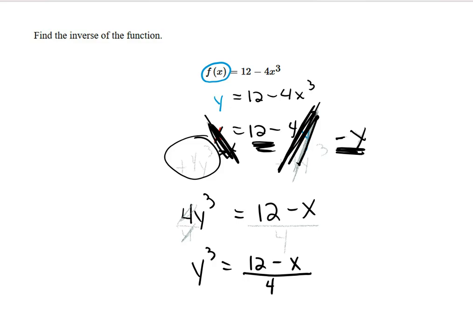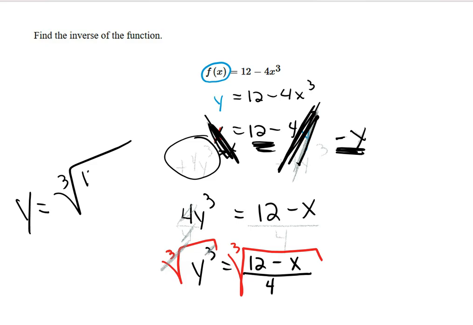And then to get y by itself, I have to get rid of the cubed, and so for that I would cube root it. But what you do to one side, you've got to do to the other. So I've got to cube root that side. And the cube root and the cube cancel each other out. So you're just left with y equals the cube root of 12 minus x all over 4. And this cube root sign is over that whole thing. And that's my answer.